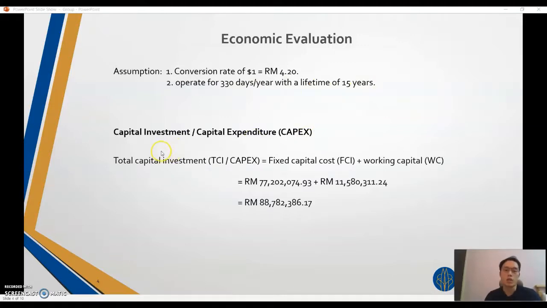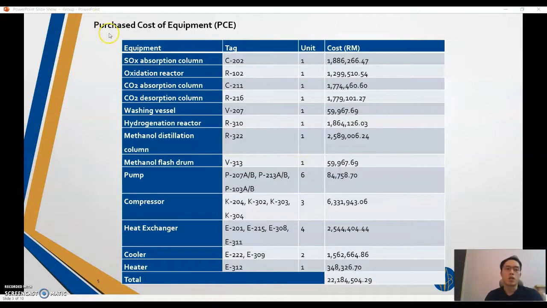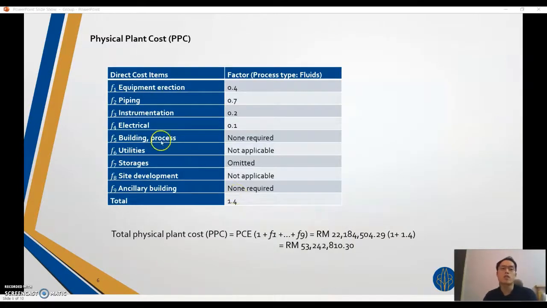First, we need to calculate the capital investment, also known as CAPEX, by finding the value of fixed capital cost and working capital. FCI can be calculated by first calculating the purchase cost of equipment. The table here shows the equipment that is present in our plant, and we have a total purchase cost of 22 million. Next is the physical plant cost, where we can get the value by multiplying the direct cost factor with the PCE value that we obtained previously.